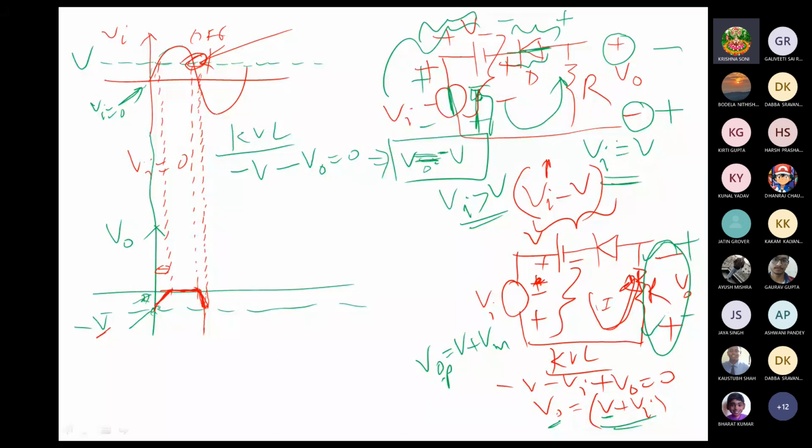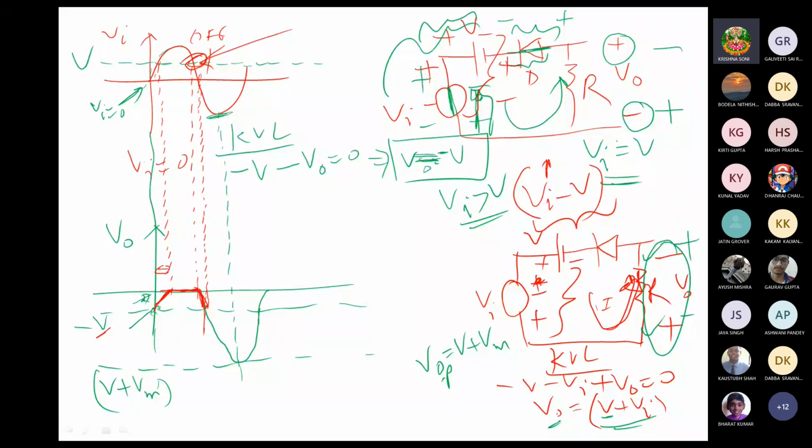So the peak value is happening here. We can also just mark here this peak value, coming somewhere here, V plus Vm. So we can have this kind of output, and this will repeat itself.